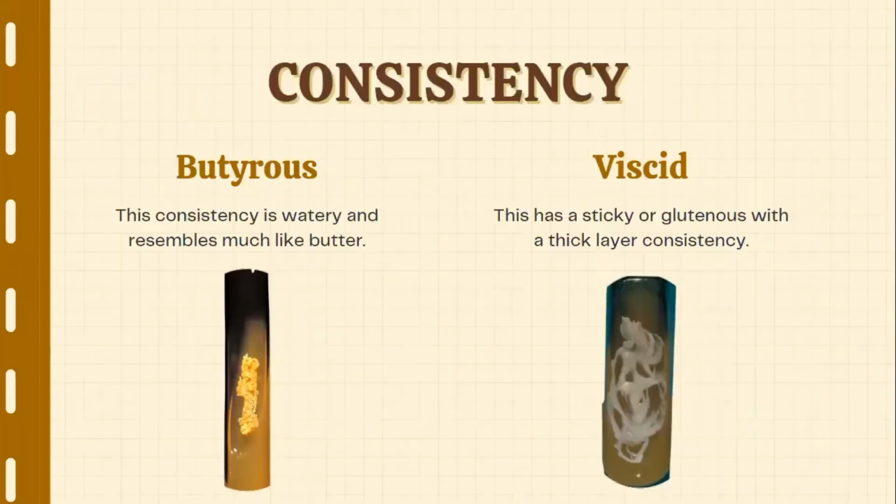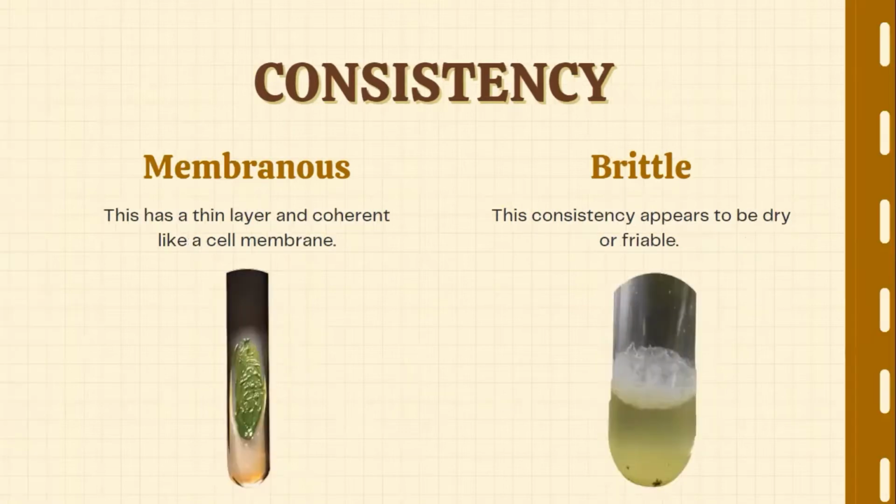Next, we have the consistency. It can be butyrous, wherein the consistency is watery and resembles butter, just like in the picture. It can be viscid, wherein it is sticky or glutinous with a thick layer consistency. It can also be membranous, wherein it has a thin layer and is coherent like a cell membrane. It can also be brittle, wherein the consistency appears dry or friable.